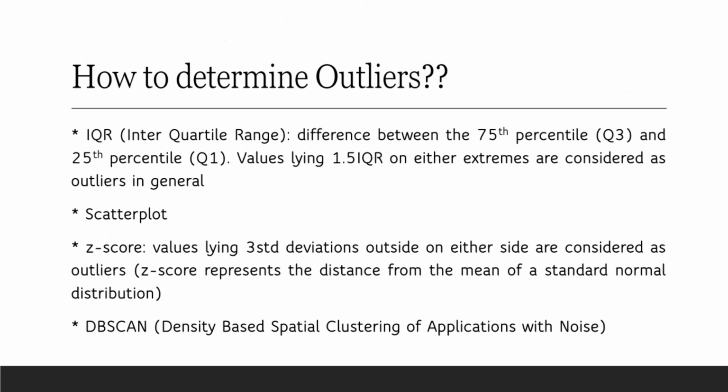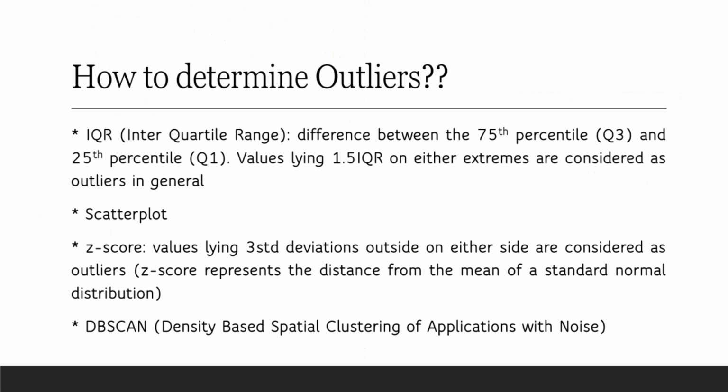Next up, another technique is the Z score. Z scores are the distance from the mean in a standard normal distribution. When we talked of data distributions, the various probability distributions, we talked of the standard normal distribution. So for any data distribution represented as a standard normal distribution, a data point which is beyond three standard deviations on either side of the mean is also considered an outlier.